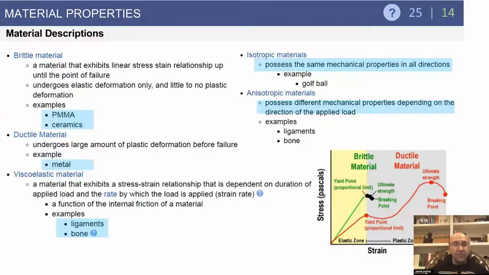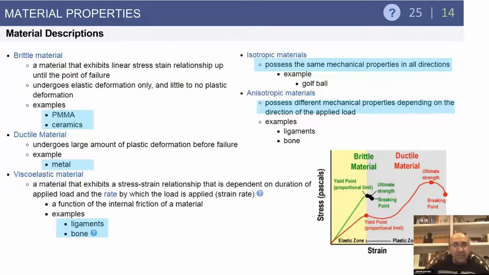Brittle materials exhibit a linear stress-strain relationship up until the point of failure. They undergo elastic deformation only and little to no plastic deformation. Basically, they just break. PMMA and ceramics are classical examples. Ductile materials undergo plastic deformation. They basically bend. Metal is a good one.